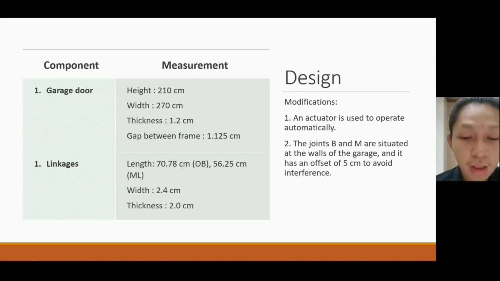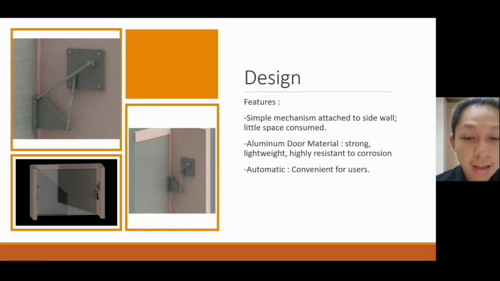Now, for the linkages, the width and thickness are chosen to be 2.4 centimeters and 2.0 centimeters respectively to withstand the weight of the garage door. As you can see, this is the assembled CAD design of the mechanism. We use 2 of the mechanism on each side, as shown in the figure. This design features that is simple, attached to the side wall, making it less space consumed. The material chosen is aluminium, making it strong, lightweight, and highly resistant to corrosion. It is also automatic, making it convenient for users.